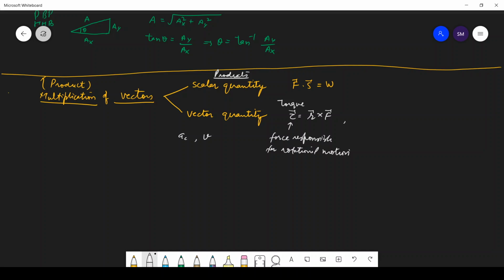And after this we will study another important formula, that's your equation 7.23. L is equal to R cross P. So tau is equal to R cross F, and L is equal to R cross P. P was your linear momentum, and L is your angular momentum. This is another vector formula.